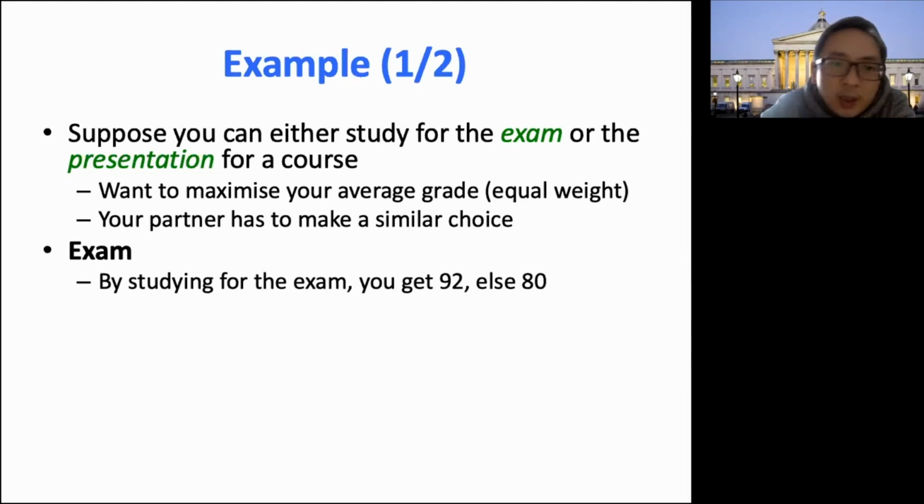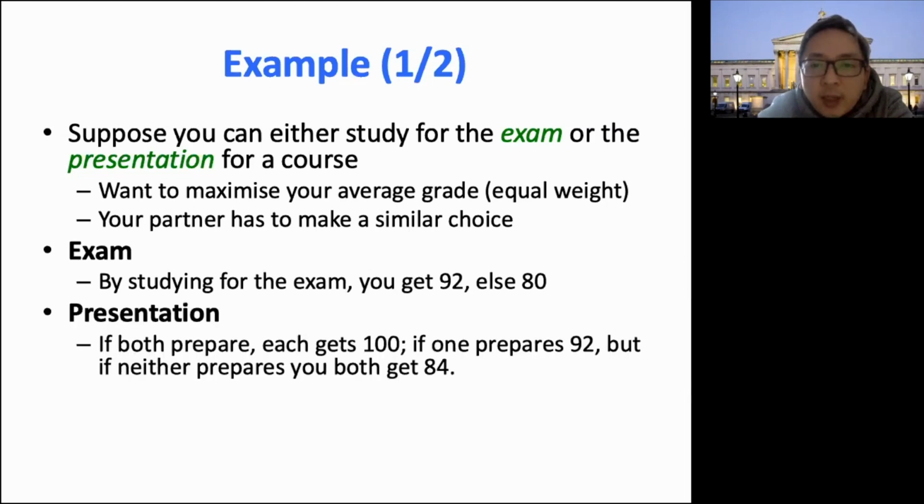So we can look at the rewards. If you study for the exam, you will get 92. Say you put most of your time on the exam, you get 92. Otherwise, you get 80. But you can also spend your time not on the exam but on the presentation, working together with another person, okay? If both prepare, then each of you gets 100. If only one of you prepares, then the presentation work would contribute to 92, right? But if neither of you prepares the presentation, because all of you go for working on the exam but not the presentation, then both of you would get 84.